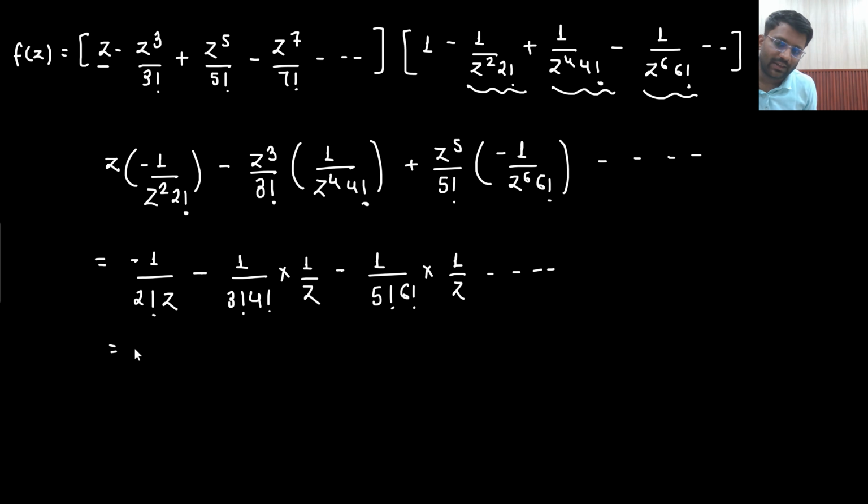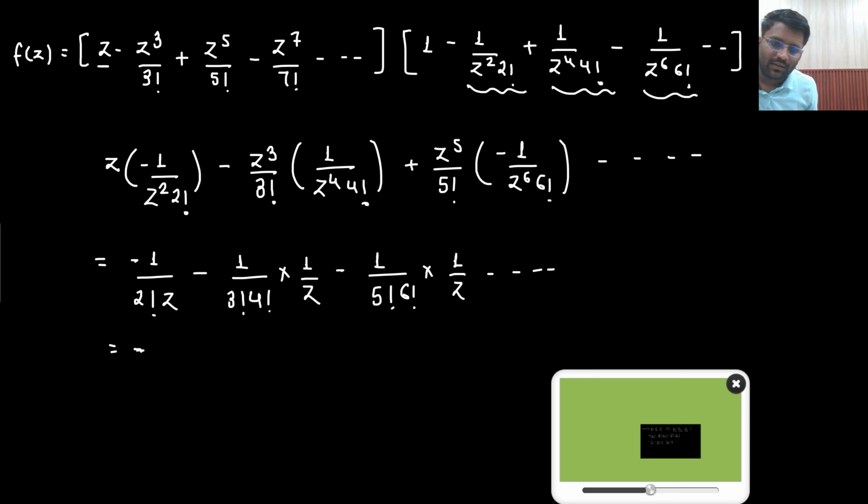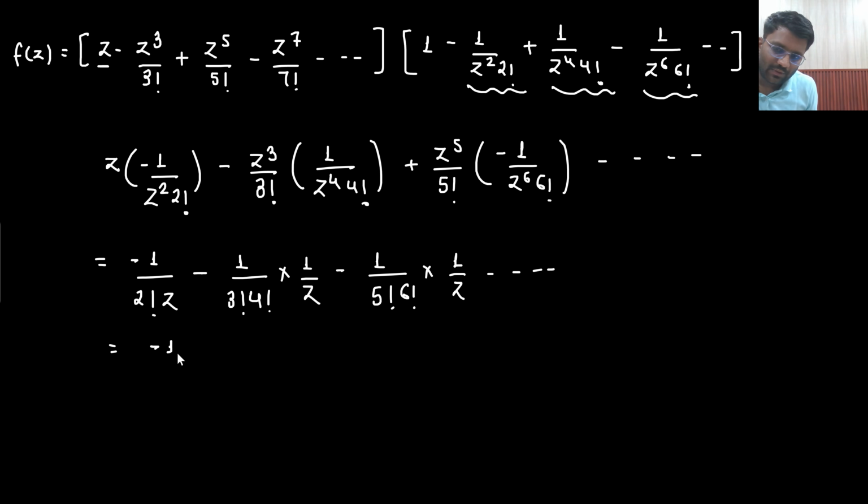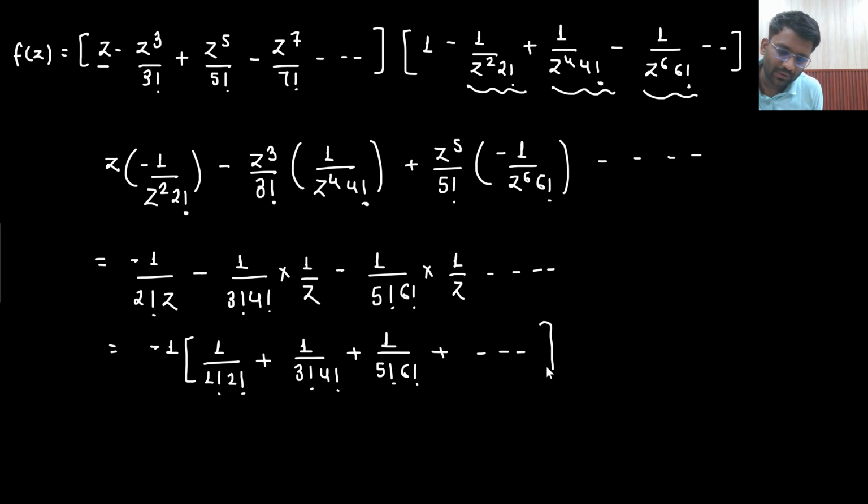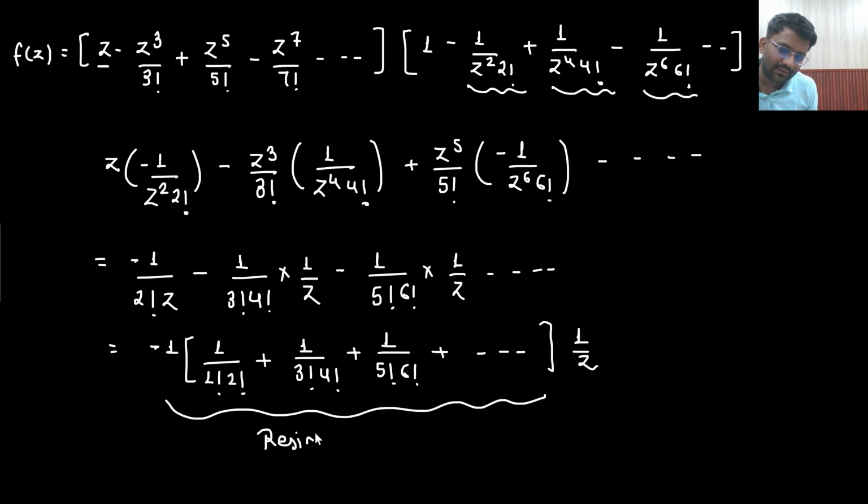So what you can see here, the minus sign you take outside. Let's take minus 1 outside. Inside what you will be getting, 1 by 2 factorial, can I write it down as 1 factorial 2 factorial plus 3 factorial 4 factorial plus 5 factorial 6 factorial and so on, times 1 by z. So this is your residue. This is the answer. And how could it be written?